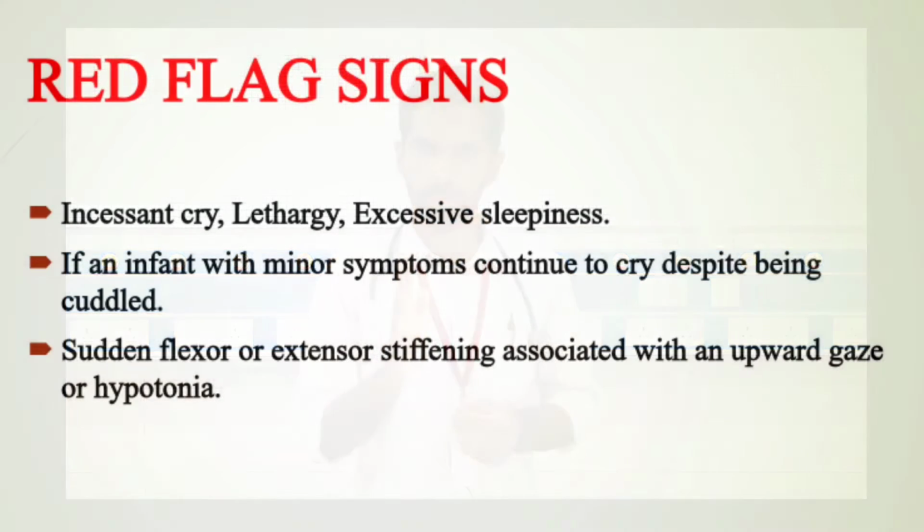There are some red flag signs which have to be considered. That means if the patient has incessant cry, is lethargic or excessively drowsy, and most important of all, if there is sudden flexor or extensor stiffening associated with an upward gaze or hypotonia in a neurologically normal child, then we are definitely dealing with something like respiratory failure or hypotensive shock, which could be secondary to sepsis, hypovolemia, or near-fatal asthma.